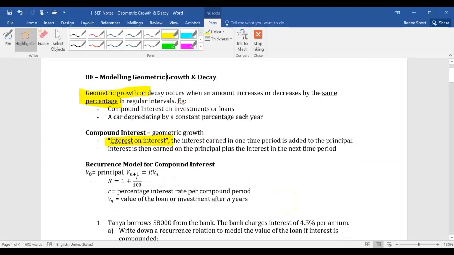Now, in terms of this recurrence model for compound interest, we have here that V0 is the principal, which we already know, and then the rule is Vn+1 = R × Vn. So R stands for 1 + r/100 here. And that's because 1 represents 100%, so 100% of the initial amount, plus r/100, that percentage interest that's found in a compound period.